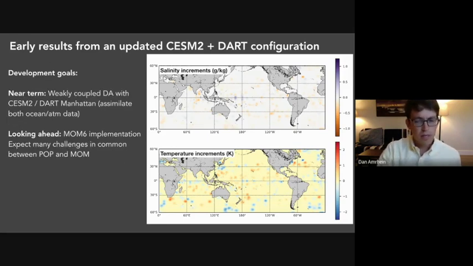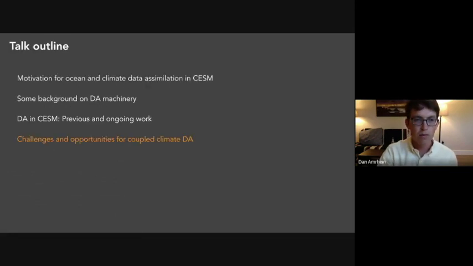And then the development goals in the near term are to move from ocean-only DA to weakly coupled DA with CESM2 and DART Manhattan. And then looking ahead, as MOM6 comes online in CESM, we're going to incorporate that. In the meantime, we expect a lot of challenges to be in common between POP and MOM, just regarding how we're going to do coupled DA.